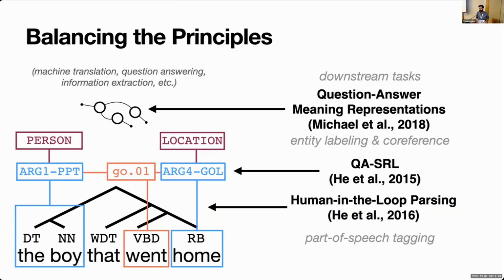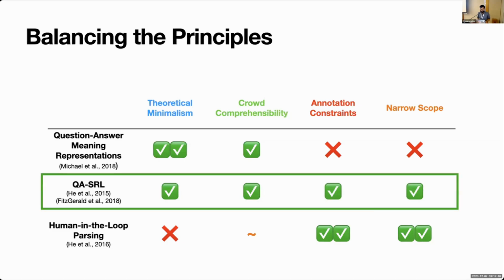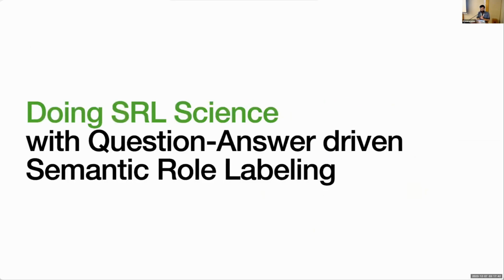In retrospect, what I figured was that they all strike different balances of these four principles. And ultimately, QA-SRL in the middle was the one that did the best job of all four. And for that reason, we were able to actually make some progress on representing semantic roles. So I'm going to focus on QA-SRL for the rest of the talk. So what does it look like to do SRL science?